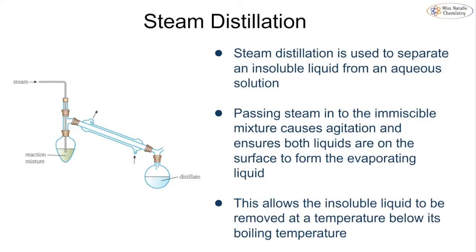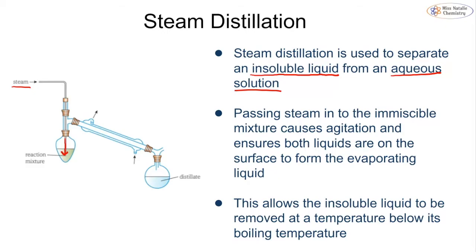The third type of distillation, and this is the one that you probably haven't seen before, is known as steam distillation. And this is used to separate an insoluble liquid from an aqueous solution. Okay, so what we do is we pass the steam into the reaction mixture through this tube here, and it comes down and passes in.